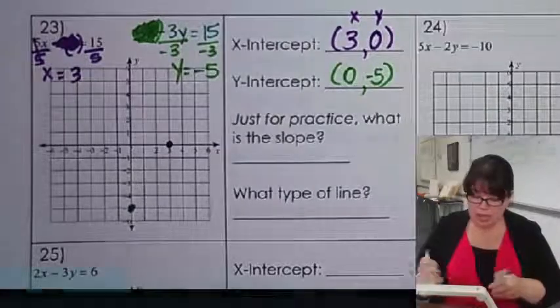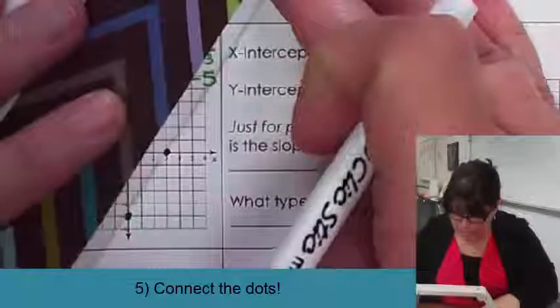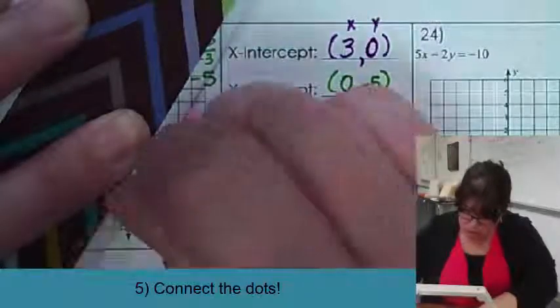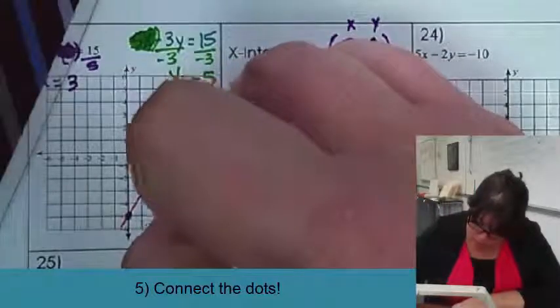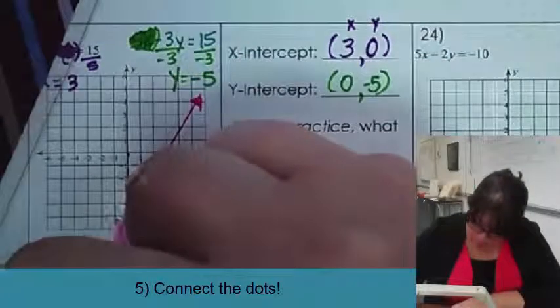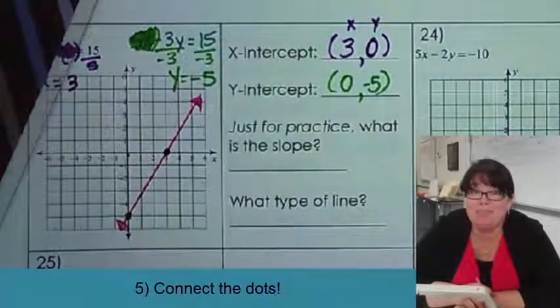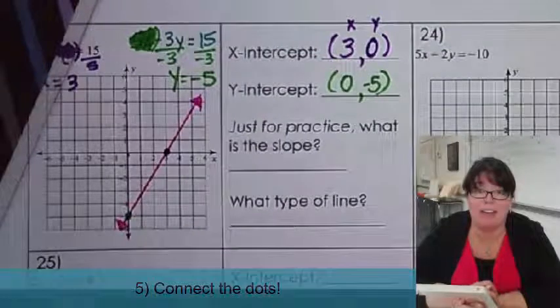So I'm going to take my 2 points, and I'm going to connect them with my straight edge. Yes, you need to use a straight edge. Please make sure that you are doing that. If you don't have one, get one. And there you go. You've graphed your line. You find your 2 intercepts, you connect them with a straight edge, and that gives you your line.